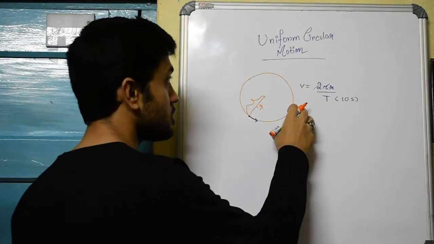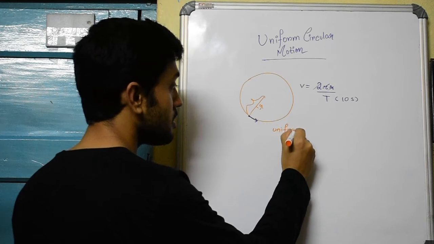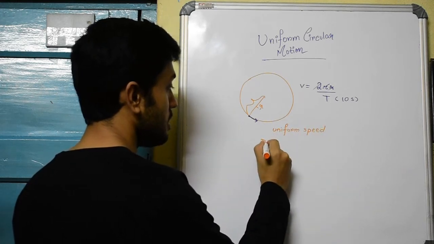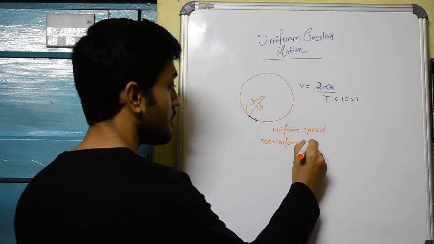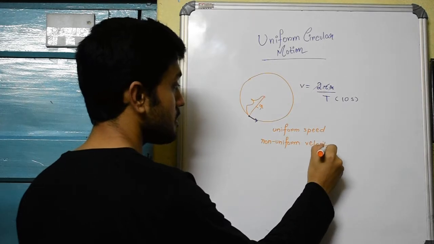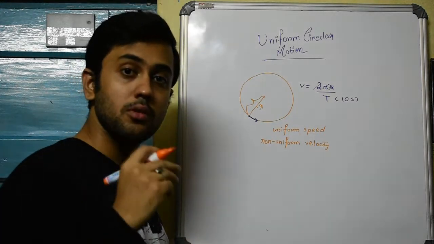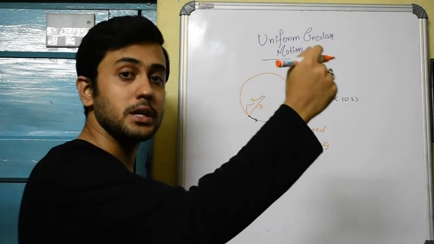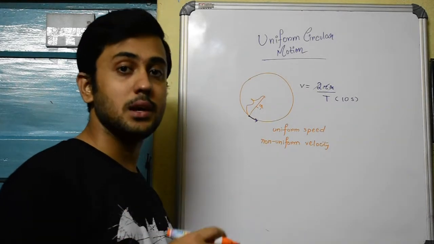This particular motion has got a uniform speed but a non-uniform velocity. And why does it have a non-uniform velocity? Well, you know that velocity is basically speed that has got a direction. So velocity means displacement divided by the time.